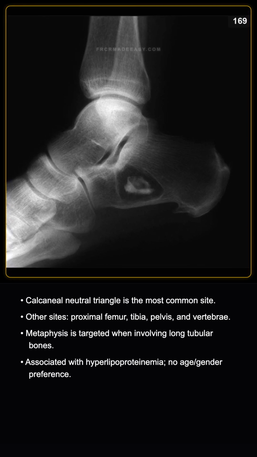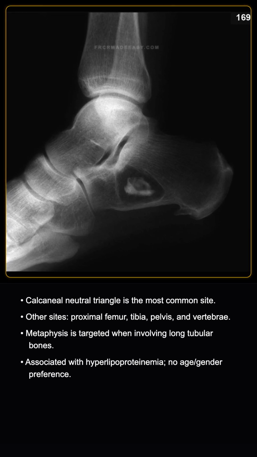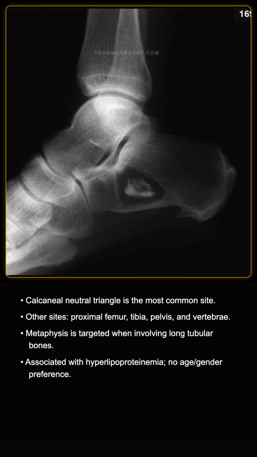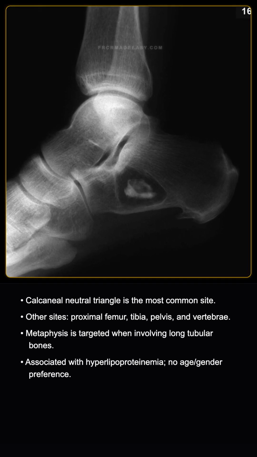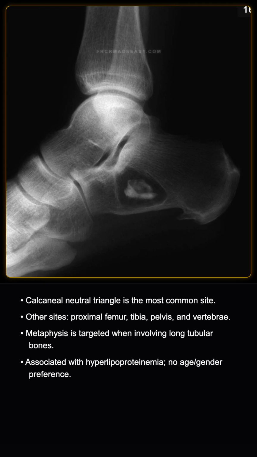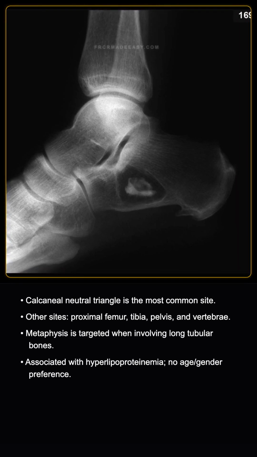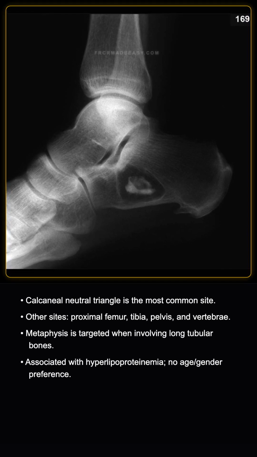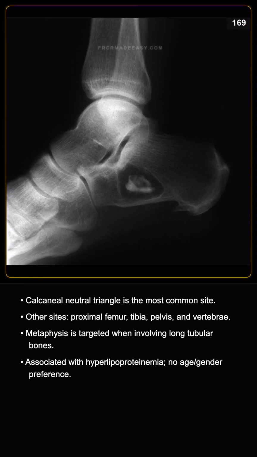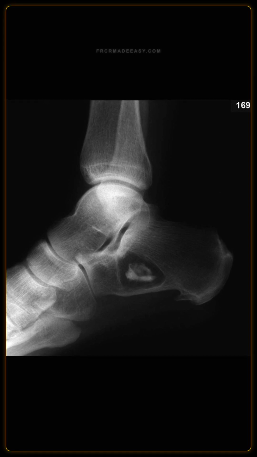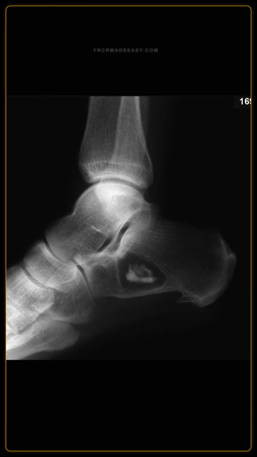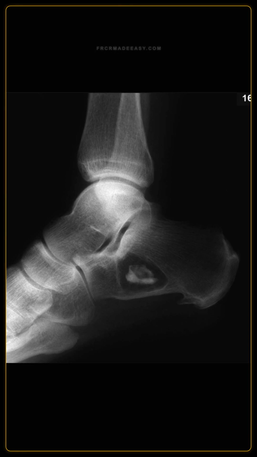The calcaneus, specifically within the neutral triangle, is by far the most common location for an intraosseous lipoma. Other frequently affected skeletal sites include the proximal femur, tibia, humerus, pelvis, mandible, and vertebral bodies. When it arises in the long tubular bones, it is typically located within the metaphysis. Intraosseous lipomas can be found in patients of any age, show no gender predilection, and can sometimes be associated with systemic hyperlipoproteinemia. Explain the histological components of an intraosseous lipoma and why these lesions can become painful.